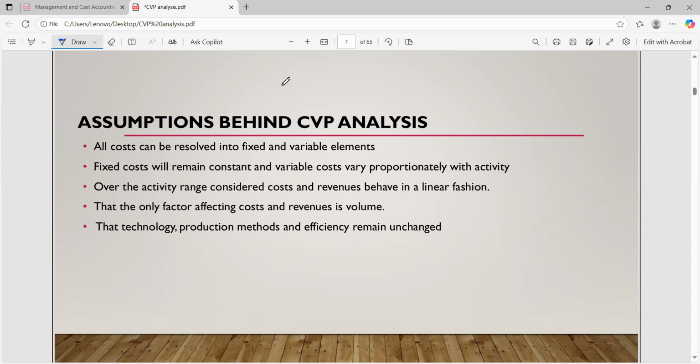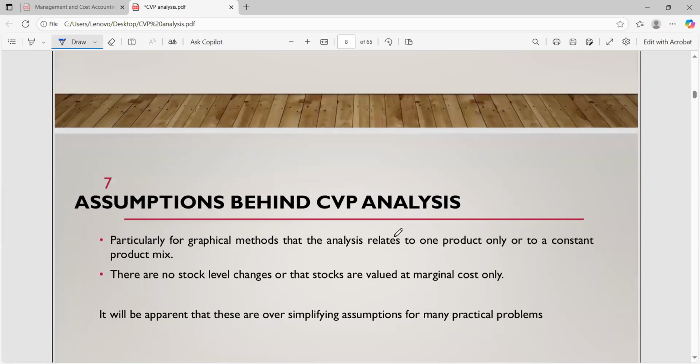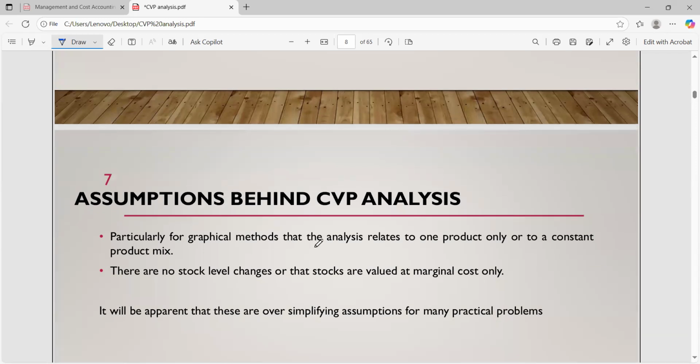The fifth one is saying that technology, production method, and efficiency remain unchanged. Then, particularly for the graphical method, the analysis relates to one product only or to a constant product mix. So we'll be looking at product mix where you are producing two or more items in a firm, and also a situation whereby you are producing just a single item. When you are using the graphical method, the CVP analyzes just one product or a constant product mix that you have within the firm.